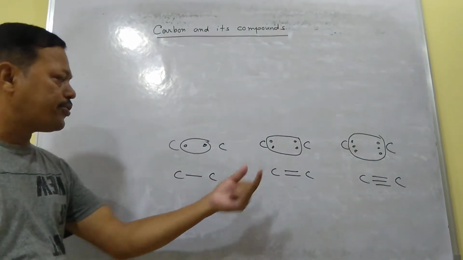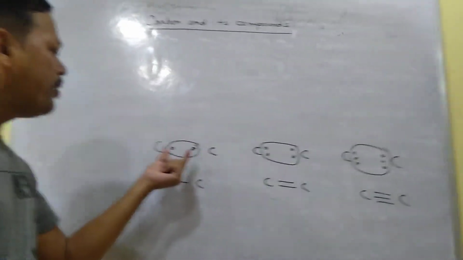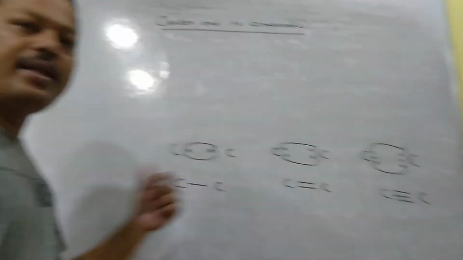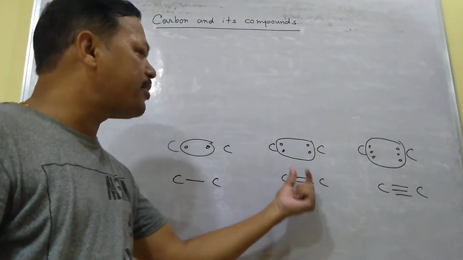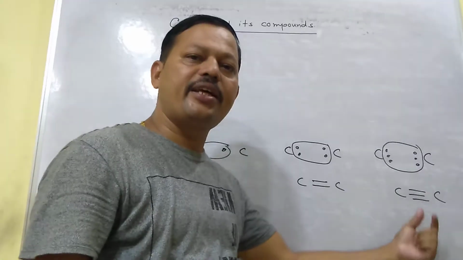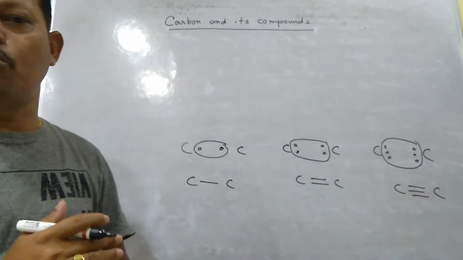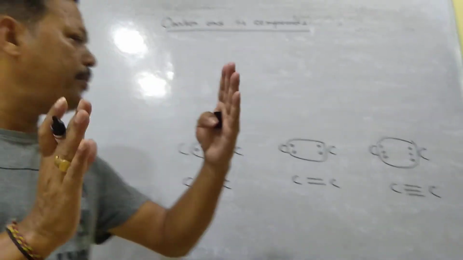All are covalent bonds, because in all the cases sharing of electrons takes place. When 2 electrons take part in sharing, you will get a single bond. When 4 electrons take part in sharing, you will get a double bond. When 6 electrons take part in sharing, you will get a triple bond. So carbon can produce 3 types of covalent bond. It may be single, it may be double, it may be triple.